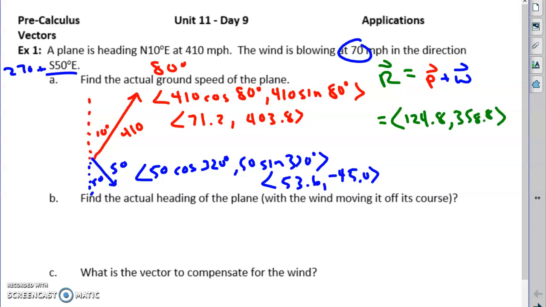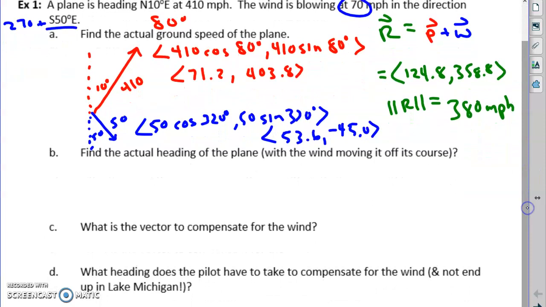And we want to find the actual ground speed, which we know to mean the magnitude of the resultant. Square root of 124.8 squared plus 358.8 squared. We're going 380 miles per hour. That wind blowing against us takes that 410 and drops it down about 30 miles per hour.